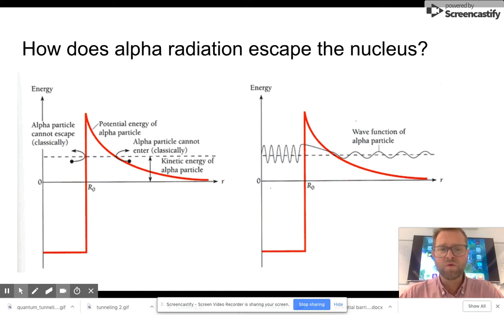Whilst if we look at it as a wave function, what we can see here is my alpha particle has a probability of occurring beyond that potential barrier. And that is why we see alpha radiation being able to escape the nucleus, because of the quantum nature. If we consider it as a quantum waveform, it has the opportunity to potentially escape.